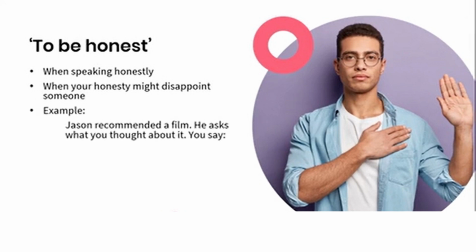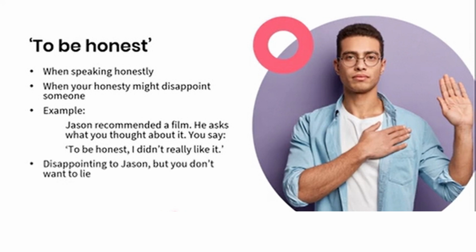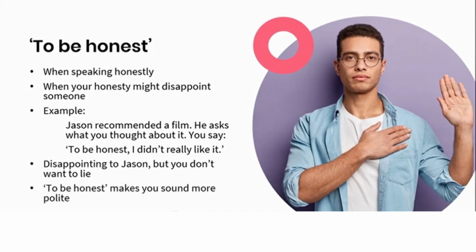Your friend Jason recommended you watch a film. He thought you'd really like this film. He asks you what you thought about the film. You say, "To be honest, I didn't really like it." This answer would be disappointing to Jason, but you don't want to lie to your friend. Adding "to be honest" to the beginning of a sentence makes you sound polite, even though what you are saying is unfavorable.